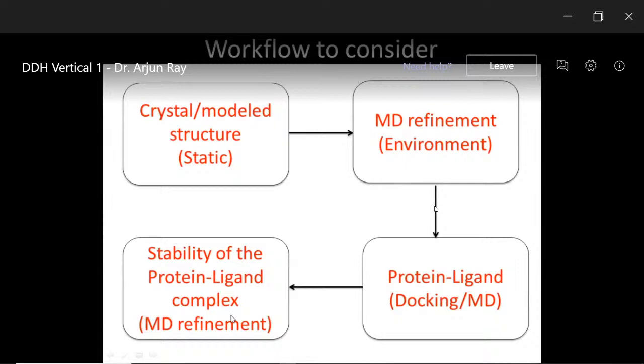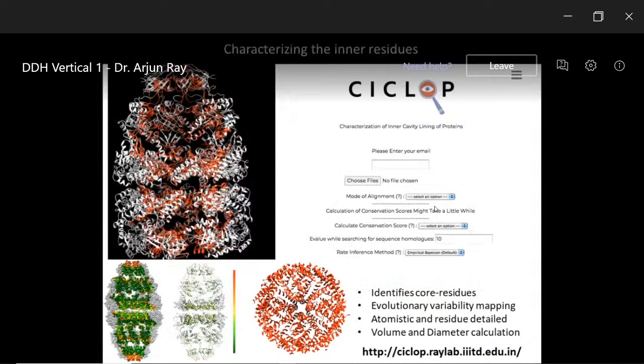Now, here I would actually like to put in another tool that we have been developing in our lab. This is a tool that was developed to characterize the inner cavity lining of proteins. Now, where is this going to be important? This could very well be important when you have oligomeric proteins of the virus, and you would like to understand, first of all, which are the residues lining the inside of this interface.